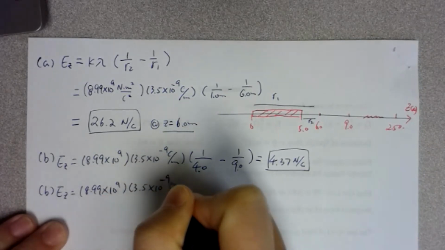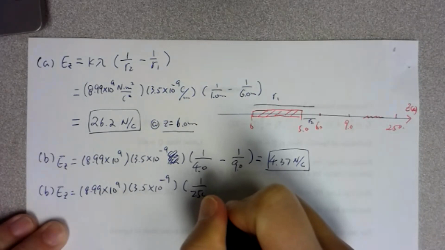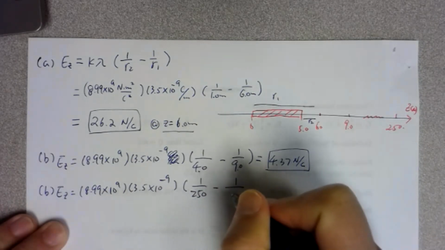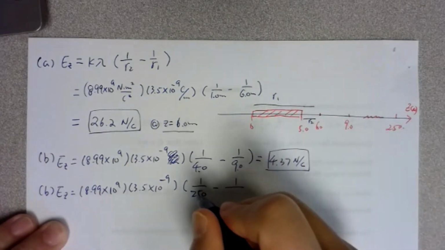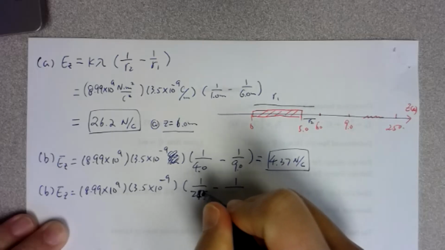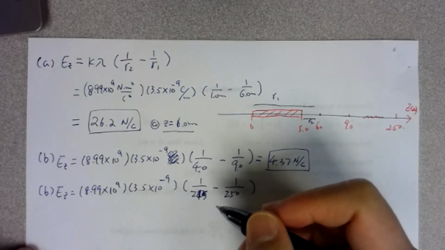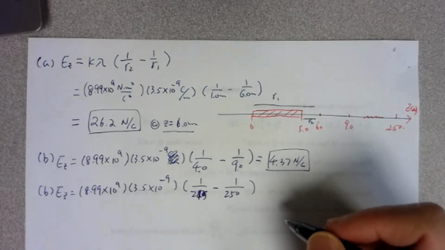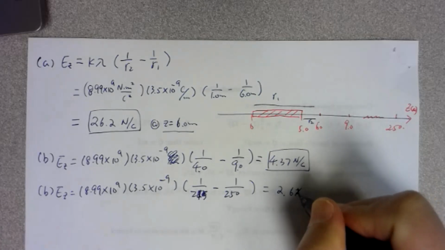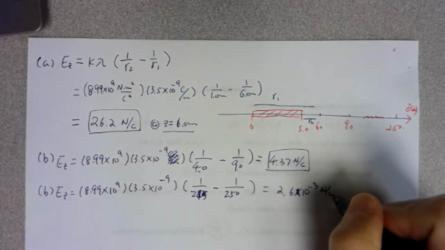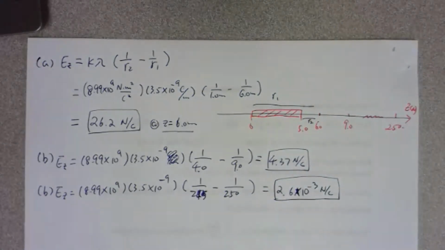And C, the last one, easy. E at point z is 8.99 times 10 to the 9th, 3.5 times 10 to the minus 9. Okay, so let's just ignore the units there. So 1 over 250 minus 5 first, so 245, minus 1 over 250. So that gives you about 2.6 times 10 to the minus 3 newtons per coulomb. Okay, so that's at those three different locations.